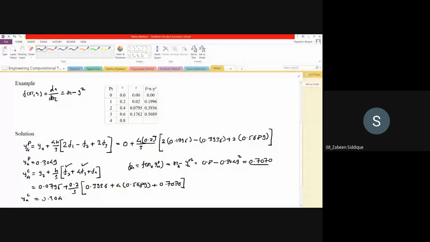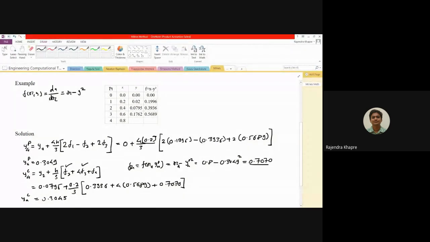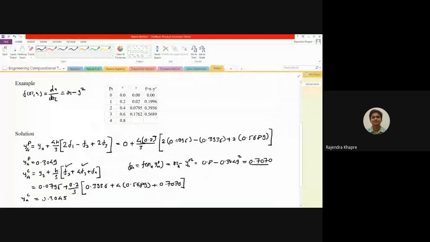0.304945. Someone please cross check. Let me check also. 45, okay, it works. So the final answer will be this one. Let me put it in bold, 0.3045. So this is the actual answer, that is the value of y4. This can be calculated using a simple Euler's method. Is it clear to everybody?